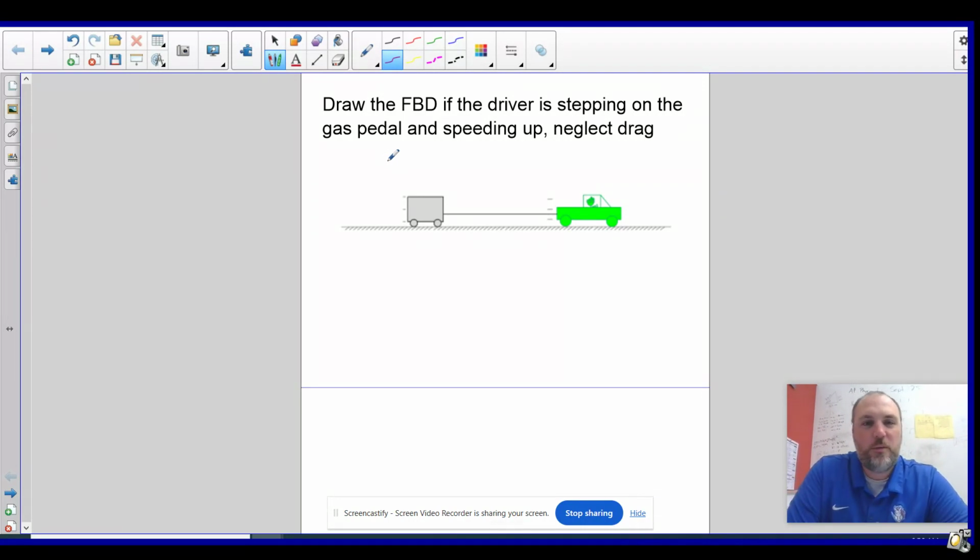Hey everyone, today we're talking about Newton's third law. We'll start with a little warm-up. If you would, draw the free body diagram of a driver of this truck, the one highlighted in green, if he steps on the gas pedal and is speeding up while towing a trailer.